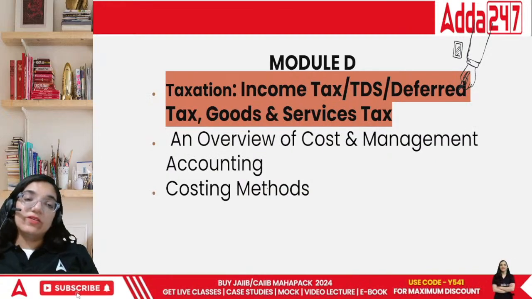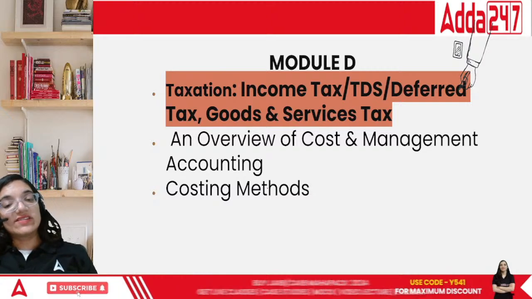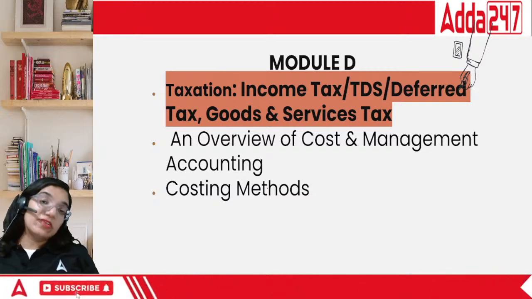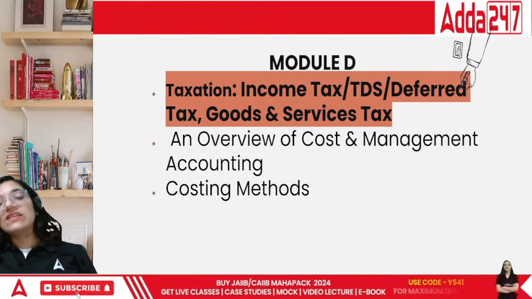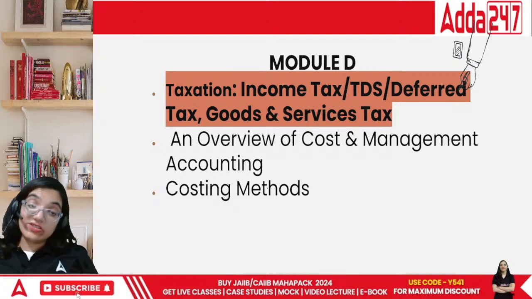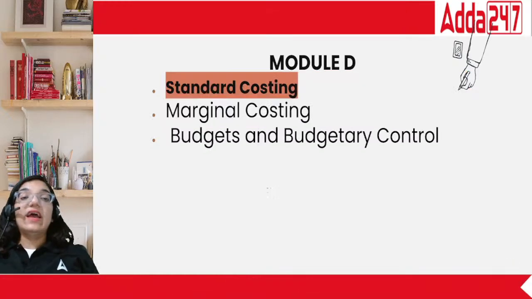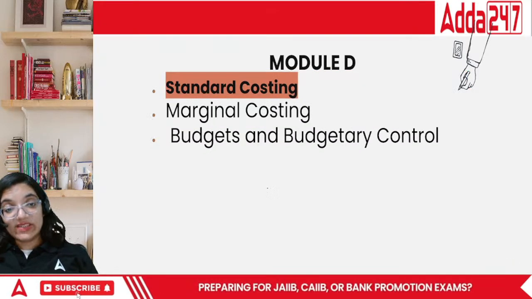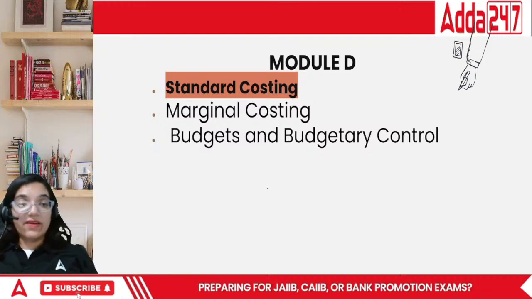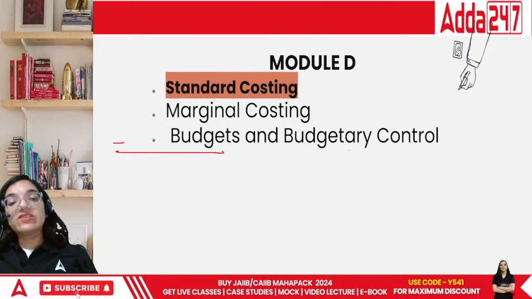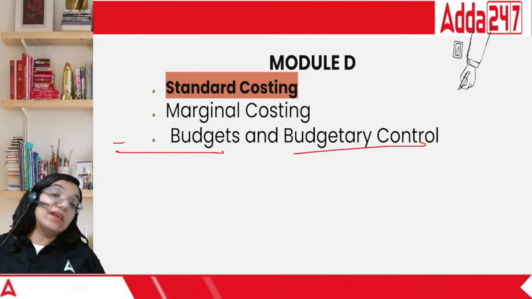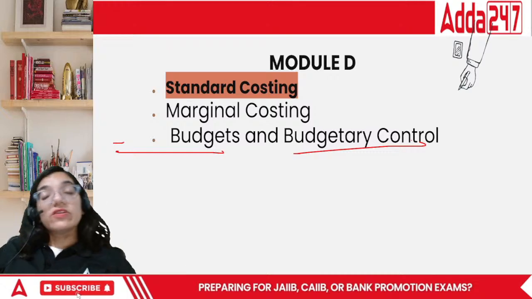Module D is an eye-opener. This is based upon income tax and GST. Both of these things are a part of your syllabus and a part of your life. So you should definitely understand these topics in detail. Then you learn about costing methods, and then standard costing. You set up a standard and compare it. Then marginal costing, and the last part is you set up budgets and budgetary control. This is for a company or a normal organization. This is not for the entire nation.